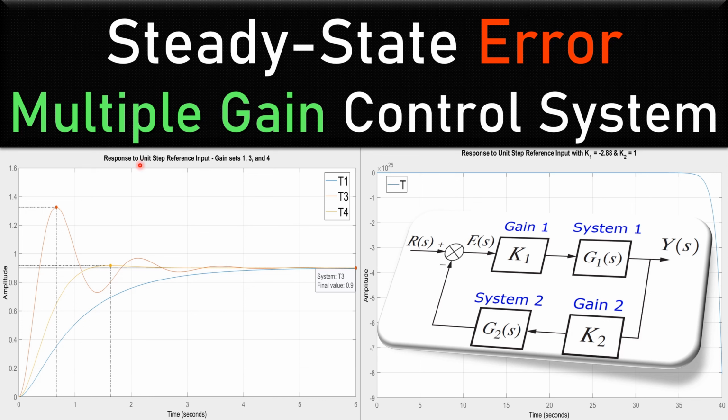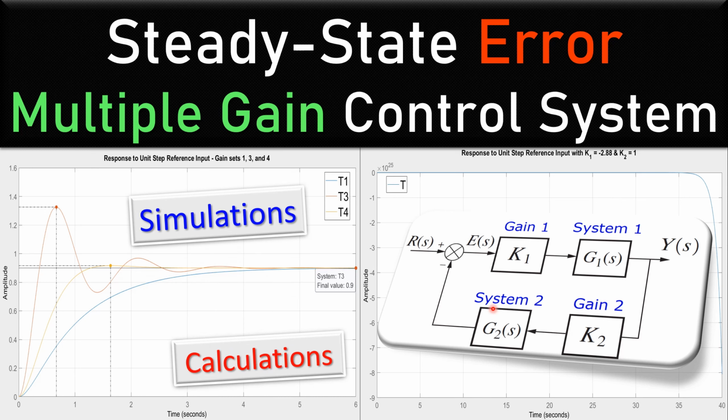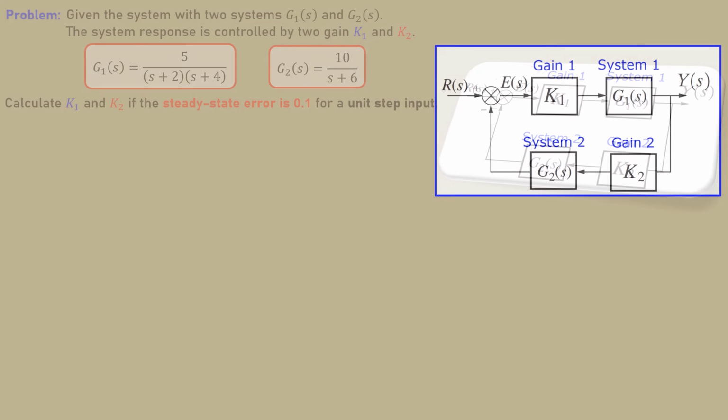In this example, I will look at a different problem, which is a multiple gain control system. We have two gains, one in the forward path and one in the feedback path, and we would like to calculate the values of those two gains in order to have a specific steady state error. Of course, we will check our calculation step by step so that you follow that carefully, and we have the simulations in MATLAB to verify our calculations. So let's look at our problem.